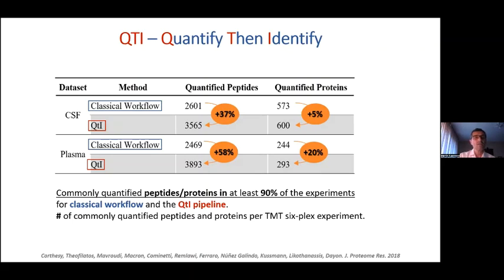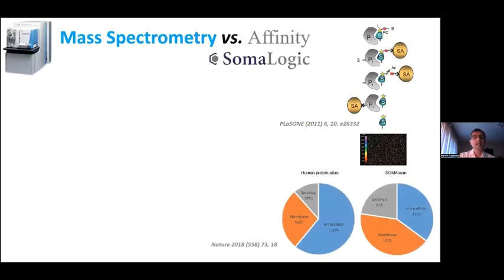So on the top of this table, you have CSF sample sets, and on the bottom, you have the plasma ones. And we compared the classical to the QTI workflow, which means quantification and then identification. And you can clearly see an enormous increase in quantified peptides and still a very significant increase also in quantified proteins. So this encouraged us.